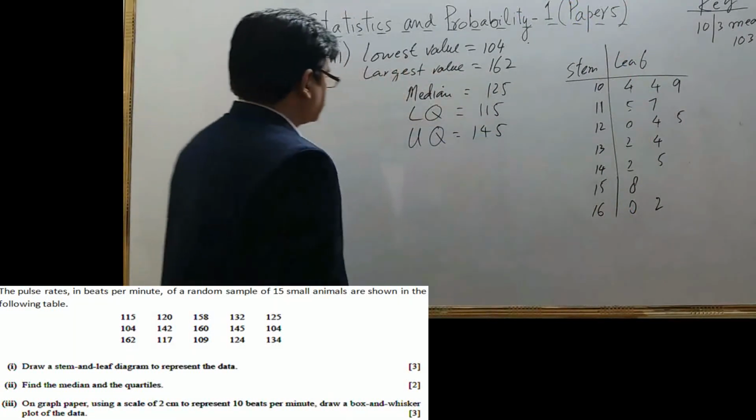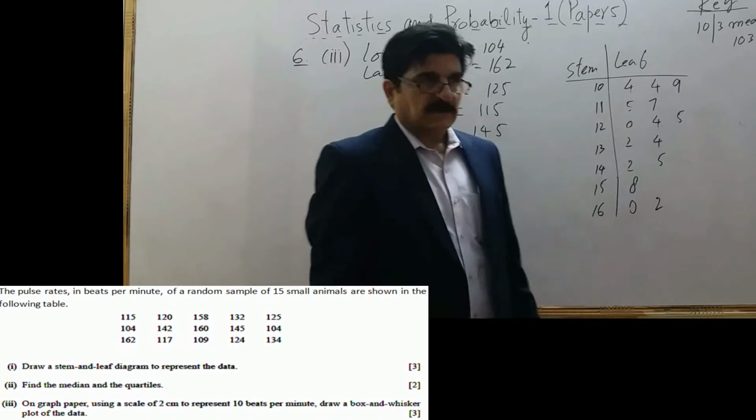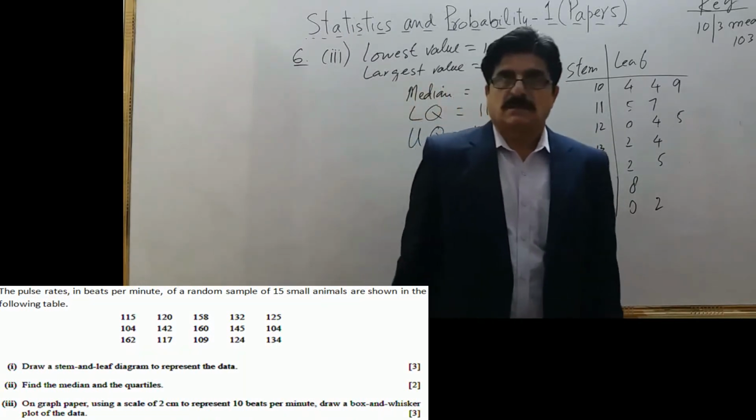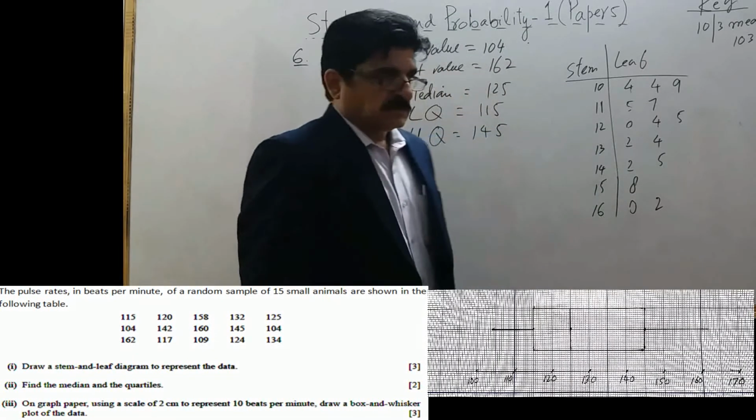Okay, third part is you have to draw box and whisker plots. See the important point in this question, scale is given, but not in all questions scale is given.